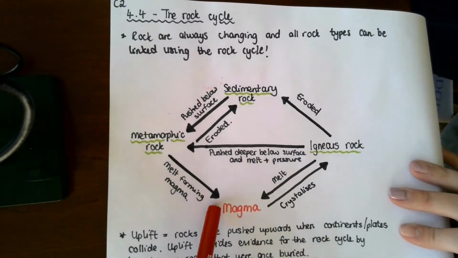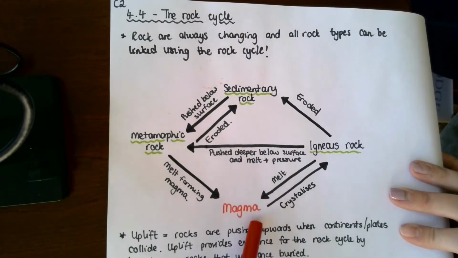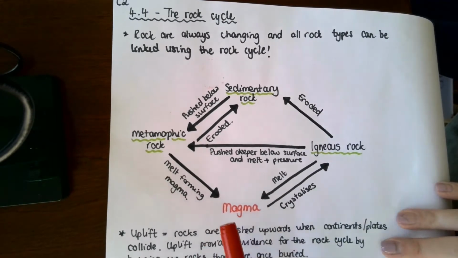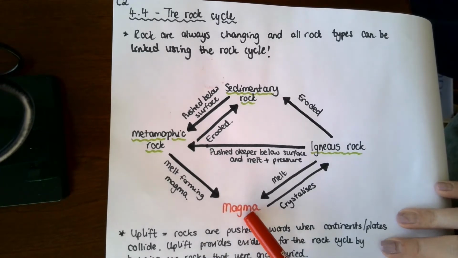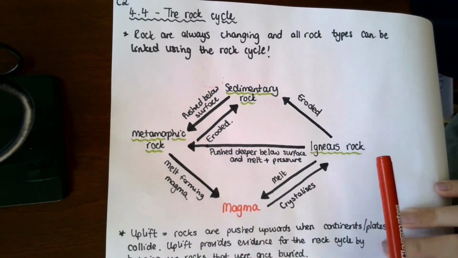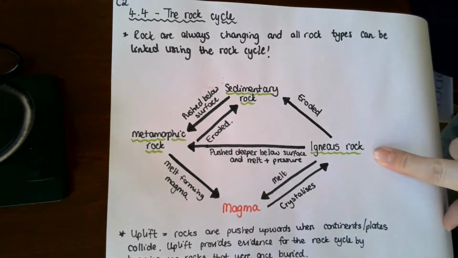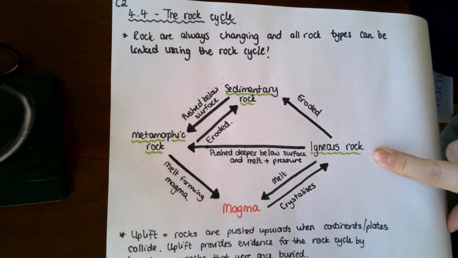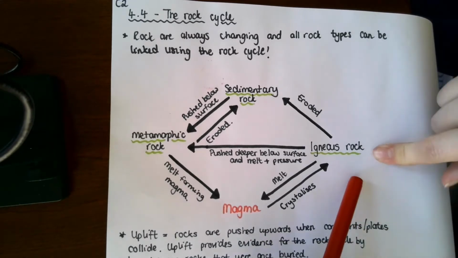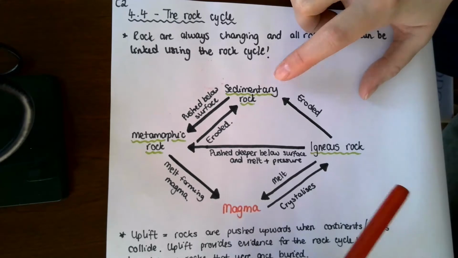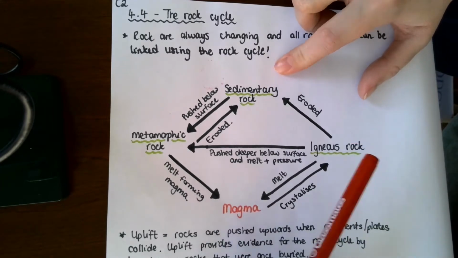You can see it all starts off with magma. And magma is molten rock, melted. It's really, really hot and it's found in the middle of the earth. So magma, when it cools, it can crystallize and form igneous rock. Igneous rock will then be uplifted to the surface or transported around in different ways. It then breaks down, so it gets eroded. It forms sediments and it makes sedimentary rock.